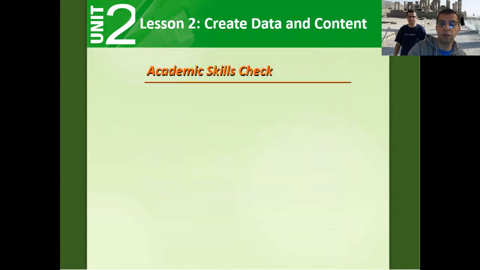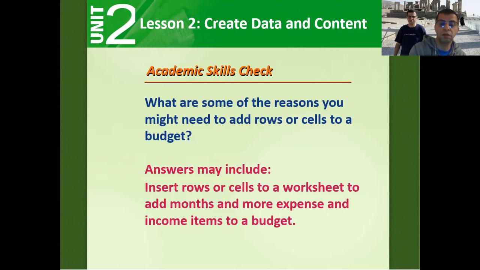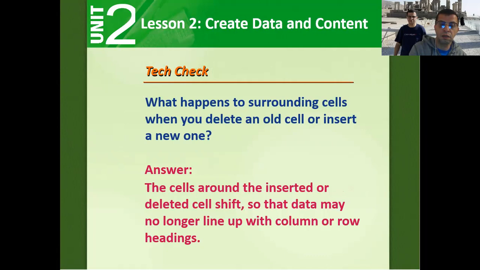Now let's do some academic check. What are some of the reasons you might need to add a row or a cell to a budget? Insert a row or cell in a worksheet to add a month and more expenses and income items to a budget. What happens to the surrounding cells when you delete an old cell or insert a new one? The cells around the inserted or deleted cell shift so that the data may no longer line up with the column or row headings.